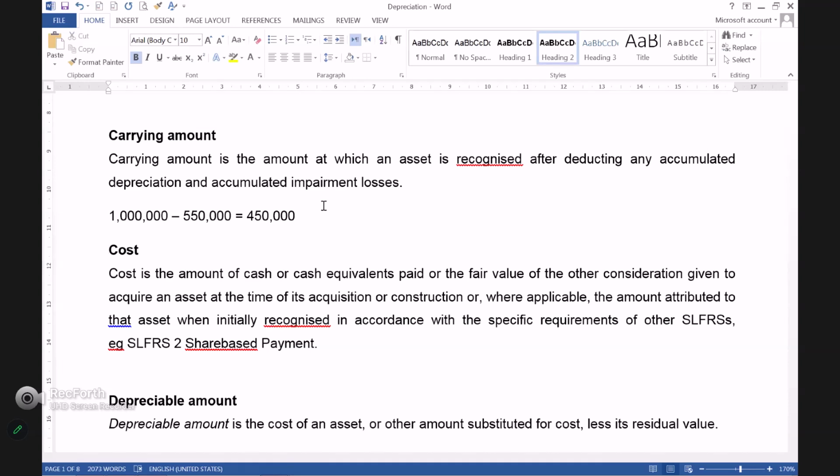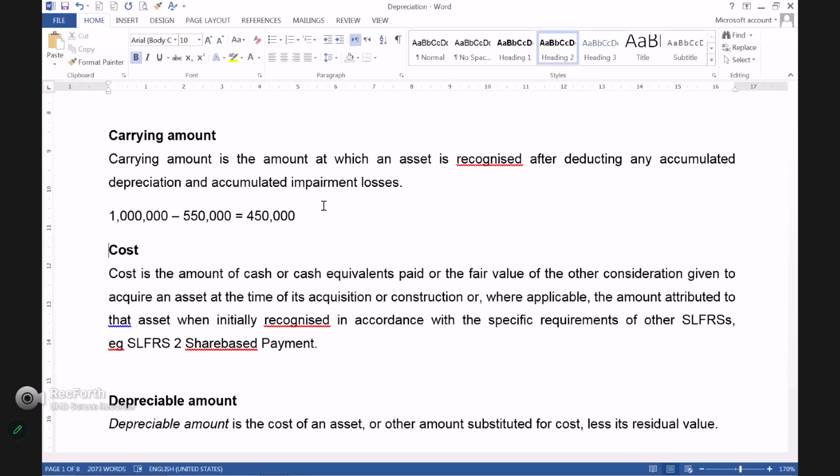What do you mean by cost? The cost is the amount of cash or cash equivalent paid, or the fair value of other consideration given to acquire the asset at the time of its acquisition or construction, or where applicable, the amount attributed to that asset when initially recognized in accordance with the specific requirements of the SLFRS. So when you are purchasing a machinery, for example 1.5 million, the cost is 1.5 million.